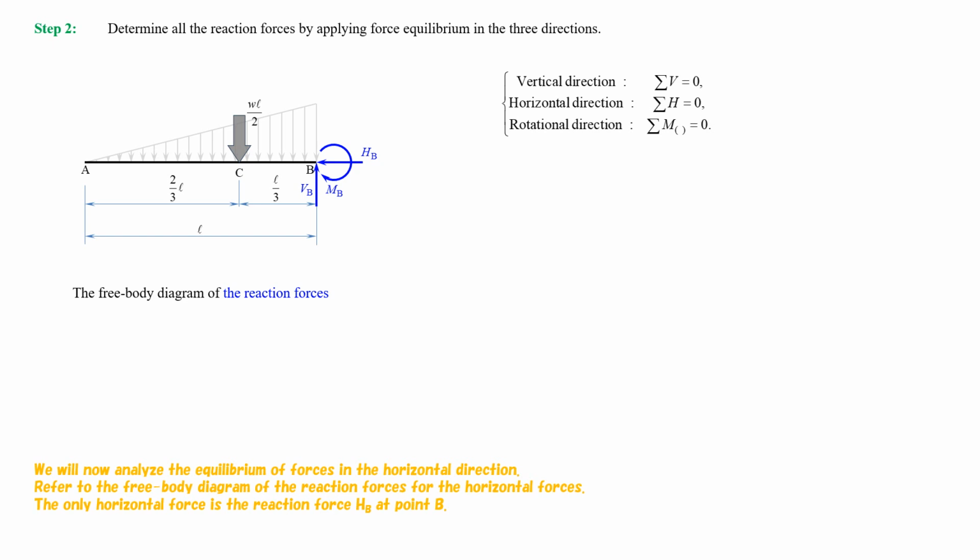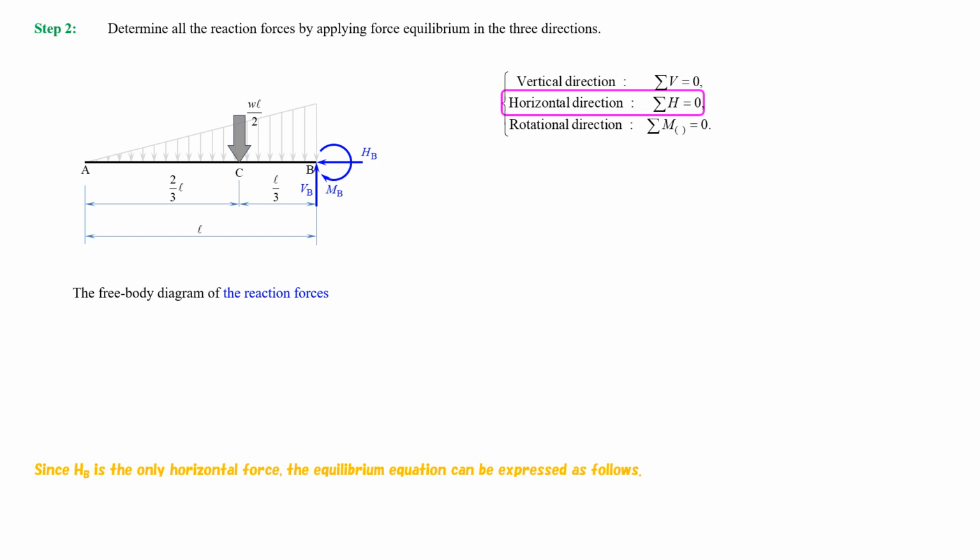We will now analyze the equilibrium of forces in the horizontal direction. Refer to the free body diagram of the reaction forces for the horizontal forces. The only horizontal force is the reaction force, HB, at point B. Since HB is the only horizontal force, the equilibrium equation can be expressed as follows.